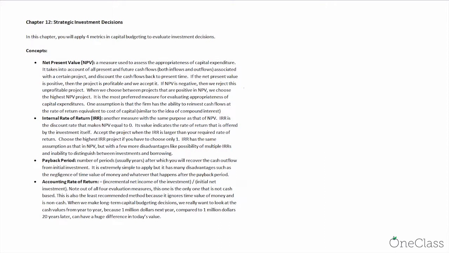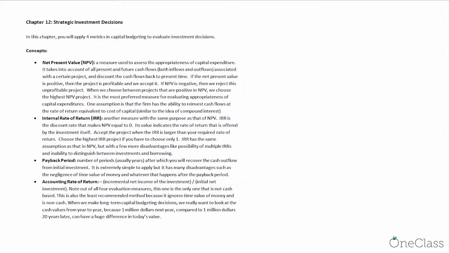When we choose between projects that are positive in NPV, we choose the highest NPV project. It is the most preferred measure for evaluating appropriateness of capital expenditures. One assumption is that the firm has the ability to reinvest cash flows at the rate of return equivalent to cost of capital, similar to the idea of compound interest. So the NPV measure does have assumptions that need to be held true.